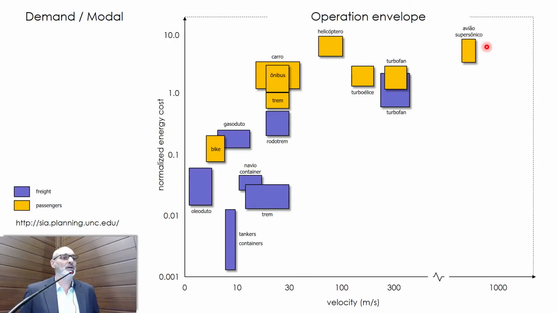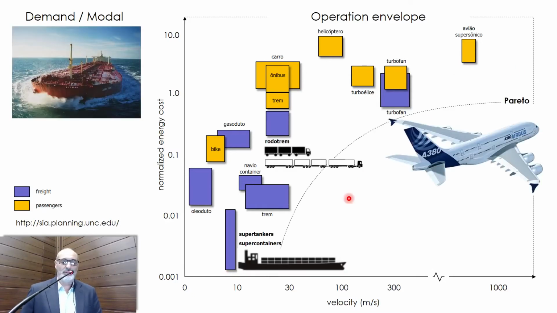If you're going fast, you're going to spend a lot of energy. If you allow yourself to go very, very slowly, like in a tanker, you may be able to spend small amounts of energy. So this is a natural limit here, which is a kind of Pareto frontier, and we know that there are some transportation technologies that are near this Pareto frontier. Those are big airplanes or road trains and tankers and super tankers and super containers.